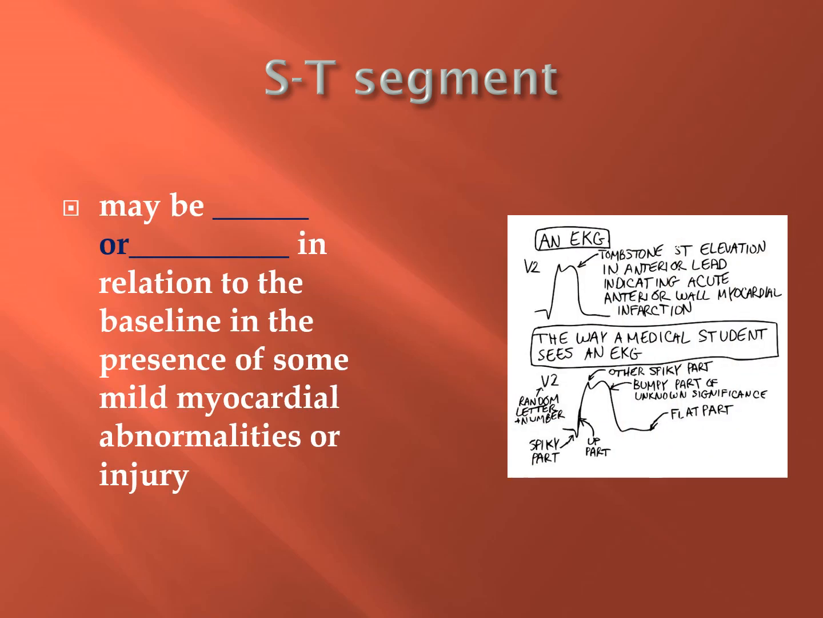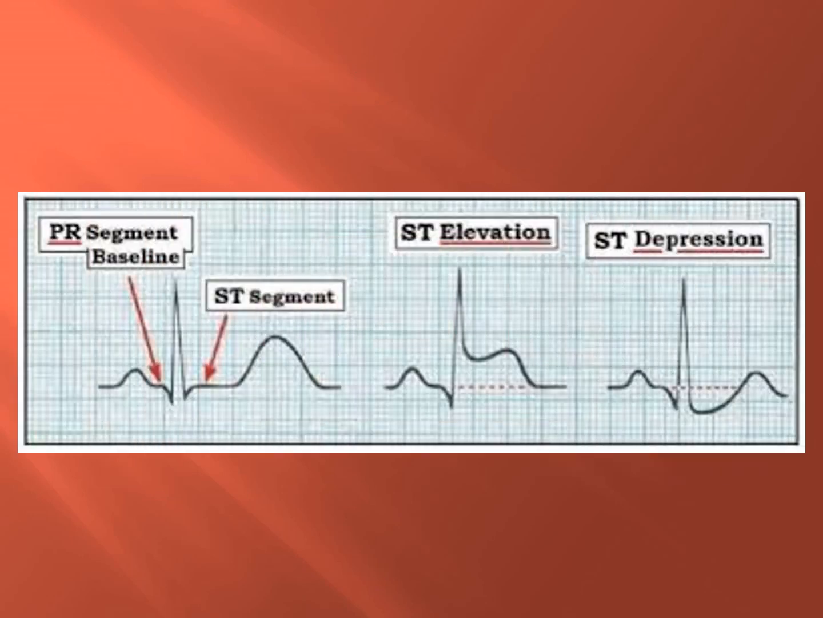This may be elevated or depressed in relation to the baseline in the presence of some mild myocardial anomalies or injuries. So if it's depressed, lower than baseline, or if it's higher than baseline, that could be a sign of ischemia or injury ultimately. So it's a sign of very different things, right? So this is what you'll see with the ST segment that goes back to baseline.